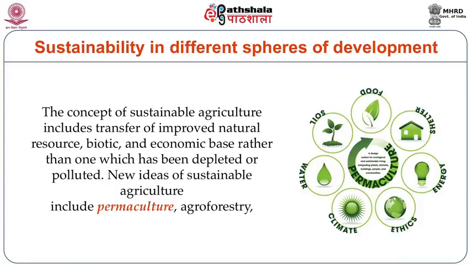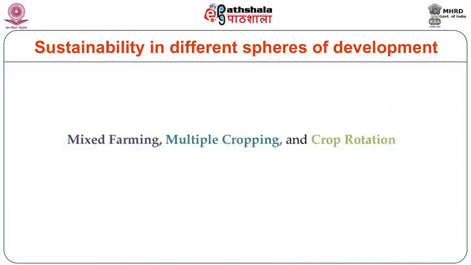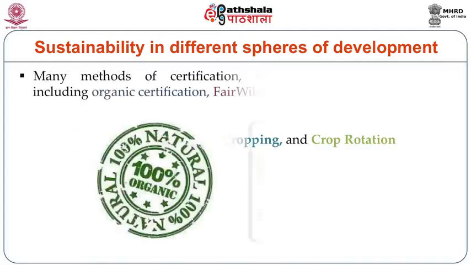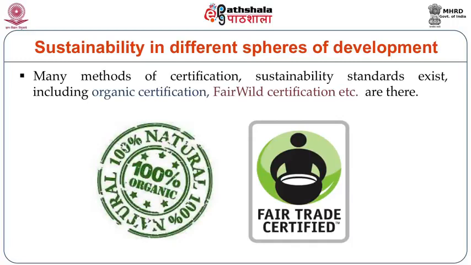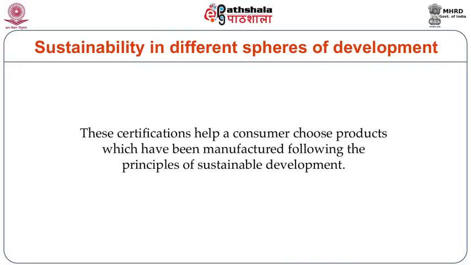New ideas of sustainable agriculture include permaculture, agroforestry, mixed farming, multiple cropping and crop rotation. Many methods of certification and sustainability standards exist, which include organic certification, fair wild certification, etc. These certifications help a consumer to choose products which have been manufactured following the principles of sustainable development.